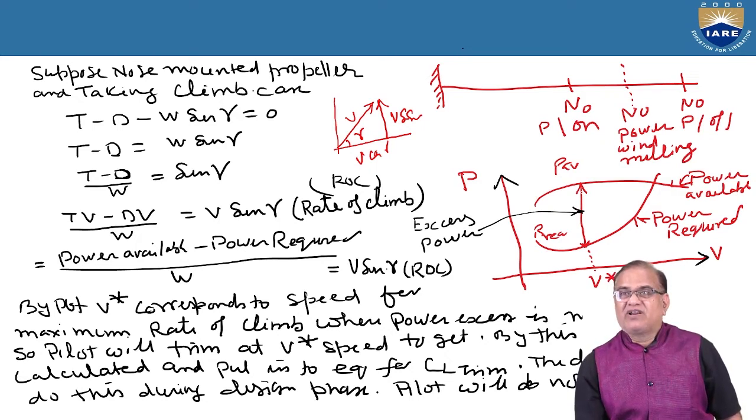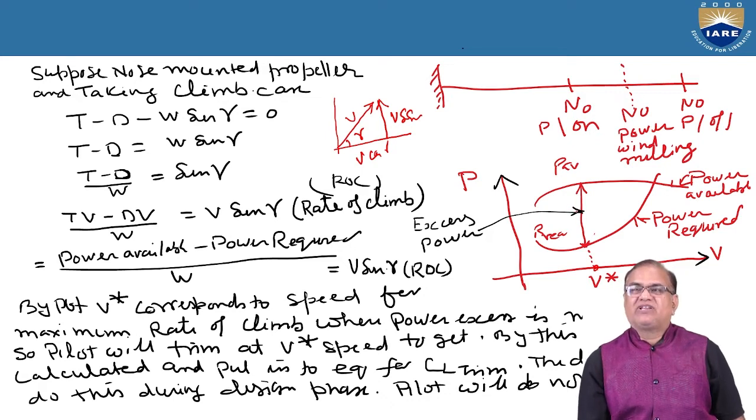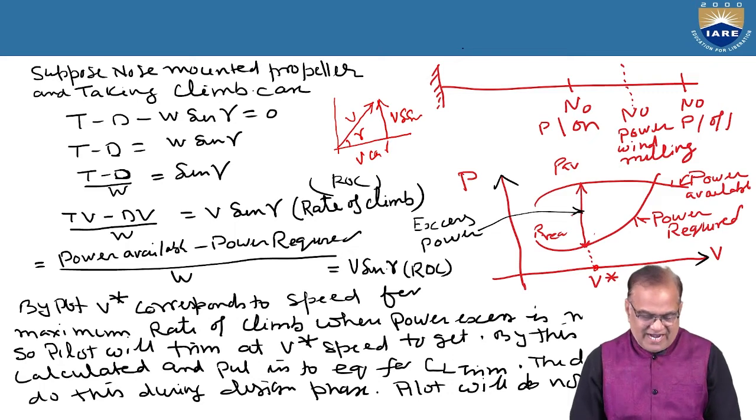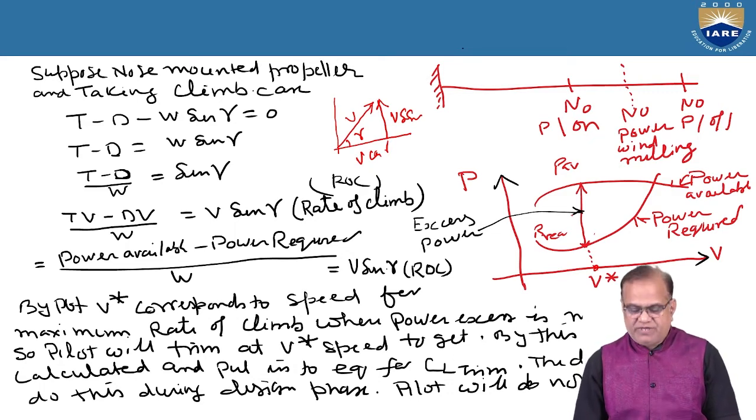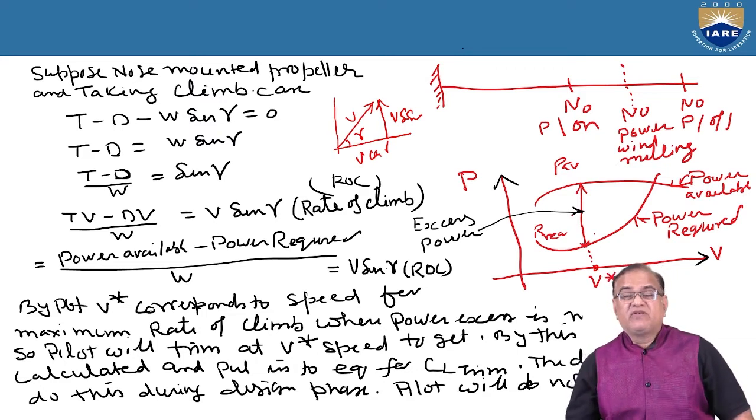The difference between power available and power required is the excess power. The speed at which you have the maximum excess power is called V star. If you fly at this speed, your rate of climb will be highest. So if you want the most rate of climb, you should fly at the speed at which the excess power available on the aircraft is maximum. So in this equation of delta E trim, we should put V star if we want the speed for maximum rate of climb, when power excess is maximum.